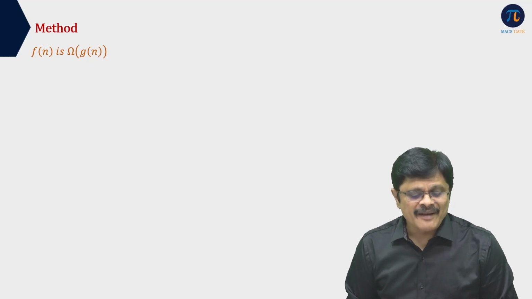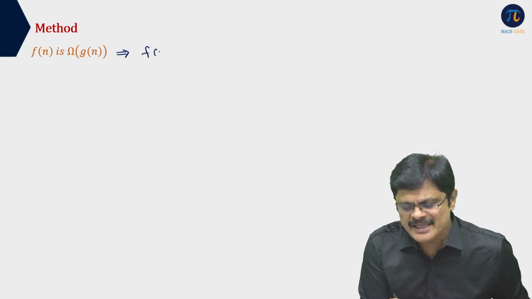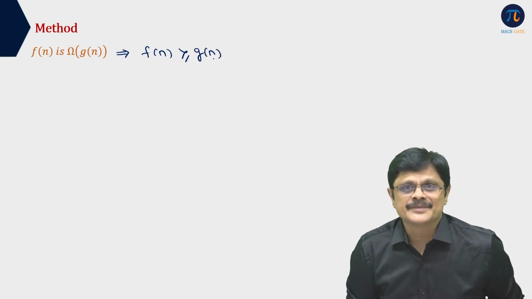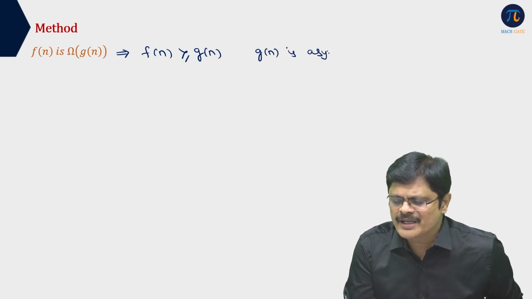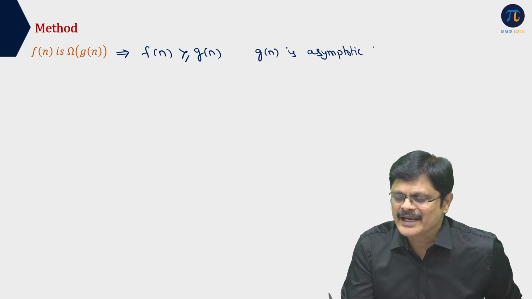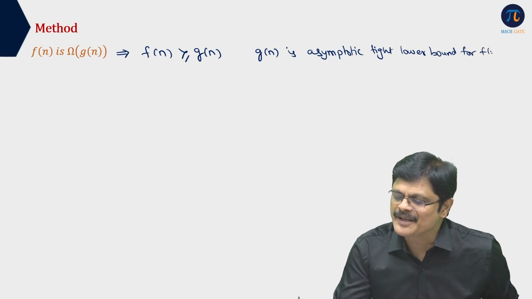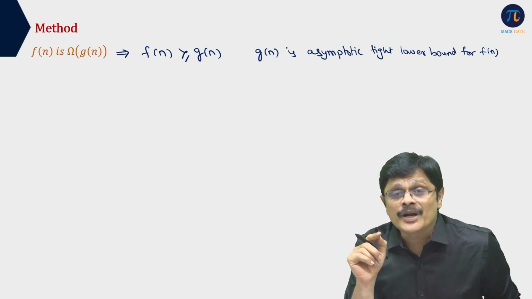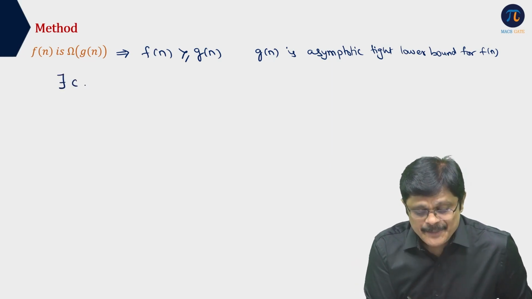So, what is the meaning of Fn is big omega of Gn? The meaning is Fn is asymptotically larger or equal to Gn. In other words, Gn is an asymptotic tight lower bound for Fn. So what is the meaning, sir? It is not regular greater than or equal to. Fn is asymptotically larger or equal to Gn. That is, we can find a C and n naught.